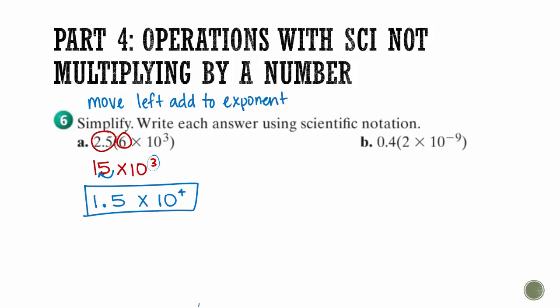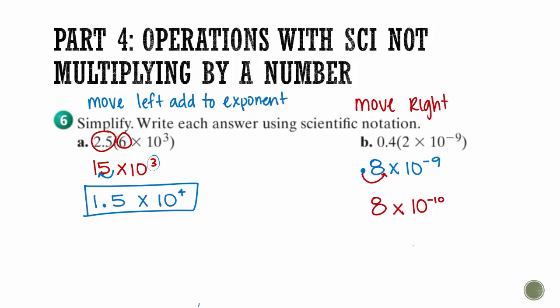Now this one over here, we're going to do the same thing. We'll do 0.4 times 2, and that gives us 0.8 times 10 to the negative 9th. But again, this doesn't work. That number is not in between 1 and 10, so I have to move the decimal over 1 spot. And if you think to move it over this way, I'm multiplying by 10. And in order to get back to the number I want, I have to divide one more 10. So it's times 10 to the negative 10th. So if you move right, we subtract.